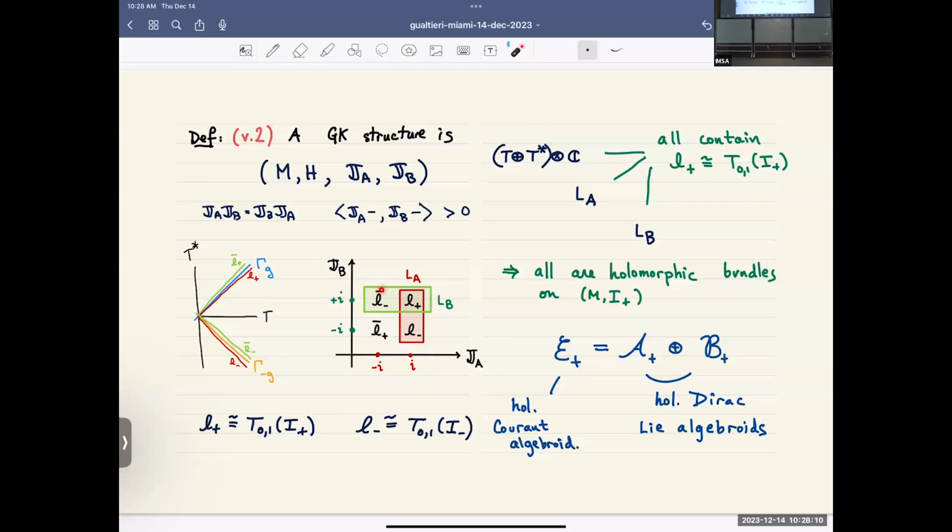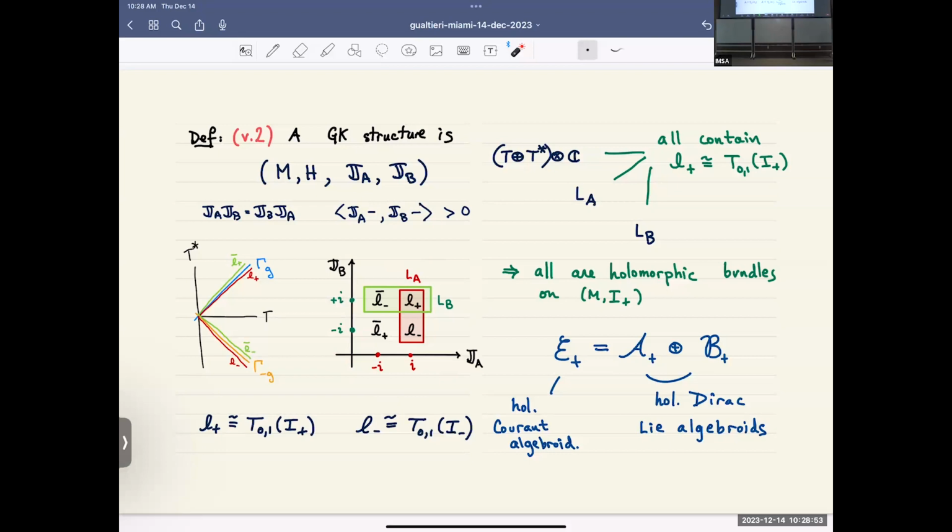And it is sitting inside these larger bundles, which I called LA and LB. All the original T plus T star, LA and LB, they all contain a copy of this T01 of I plus, okay? But also we have this bracket. So that tells you that if you take any section of T01 I plus, you can put it in here, and then by using the Courant bracket, it will act on this involutive subbundle. You just bracket against the rest of the bundle. Take any section in L plus, it will act on LB, and it will act on LA, and it will act on the entire T plus T star.